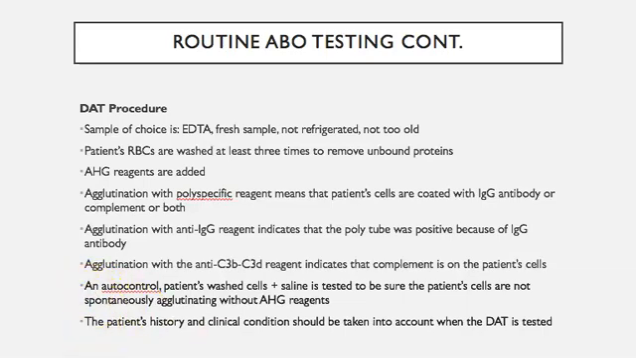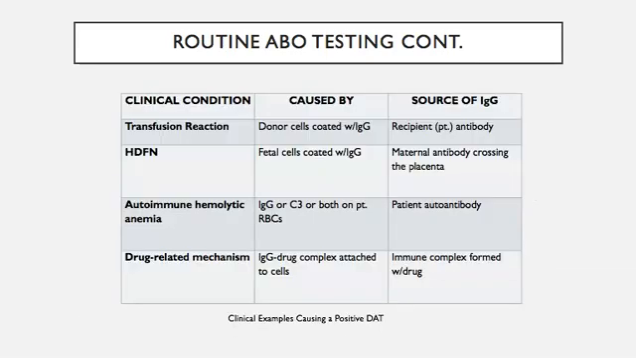An autocontrol is patient's washed cells and saline. So it gets tested also to be sure that the patient's cells are not spontaneously agglutinating without those AHG reagents. And the patient's history and clinical condition should be taken into account if the DAT is performed. There is a video in Moodle on the DAT procedure.